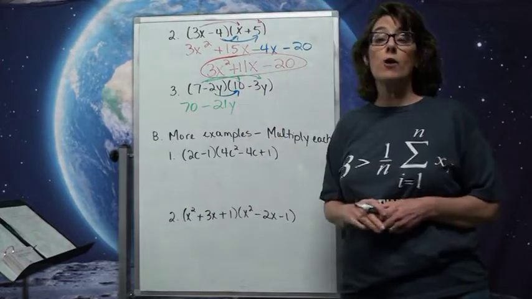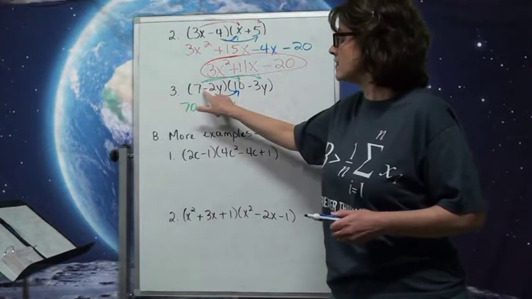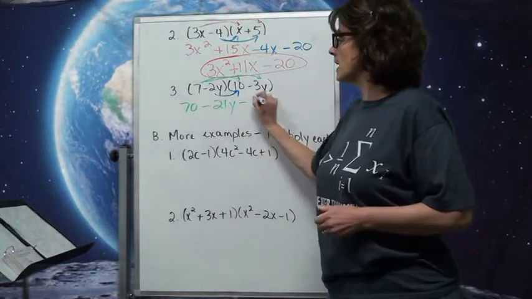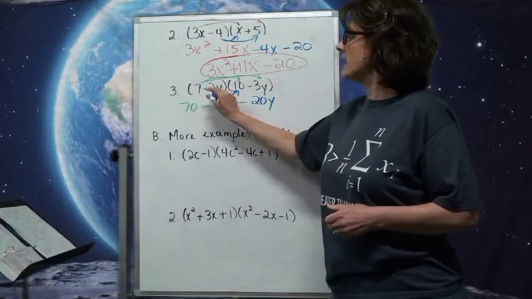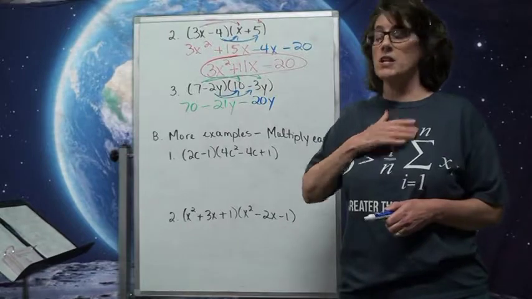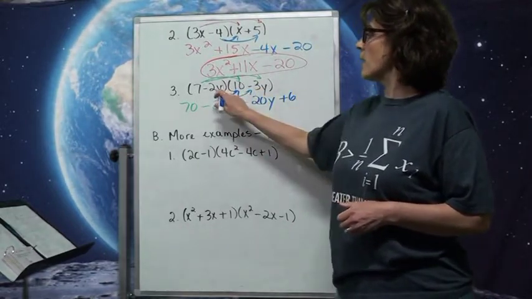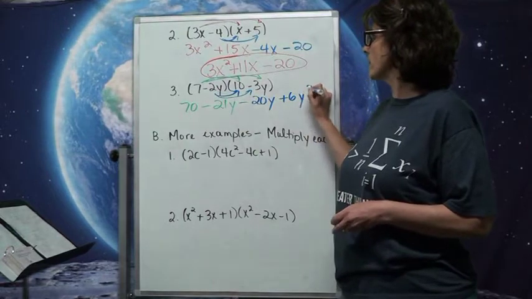I'm just going to be very careful about what I'm taking. That name tag goes with it. A -2y times 10 will be a -20y. And then that -2y times a -3y. Again, name tag right there stays with it. -2 times -3 is a +6, and y times y is a y squared.